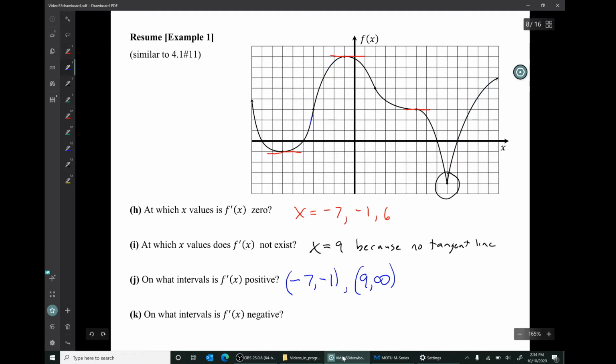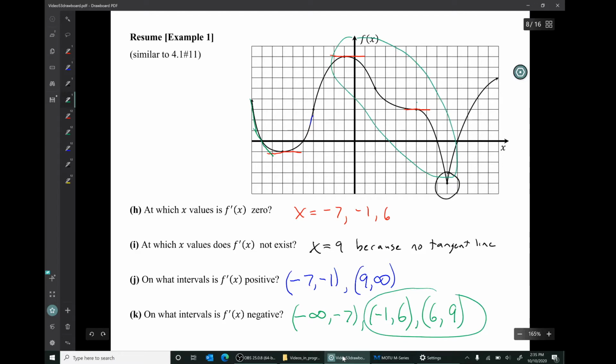Now, on what intervals is f prime negative? Let's look for tangent lines that slope down. Certainly out here, all those tangent lines slope down. So from negative infinity to negative 7. And in this interval here, all of these tangent lines are tilted down. So from negative 1 to 6. And also in this interval, we can see that all of these green tangent lines in this region of the graph tilt down. Of course, right at x equals 6, the tangent line doesn't tilt down. So that's one of the places where f prime is 0. So we had to break up this chunk of the graph into two intervals where f prime is negative.